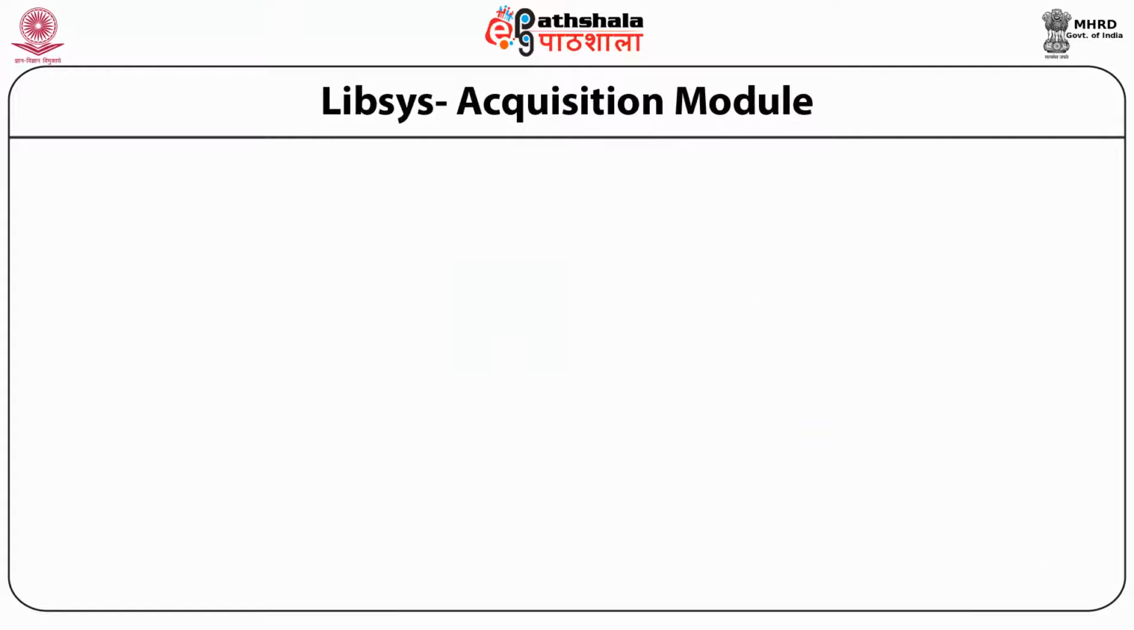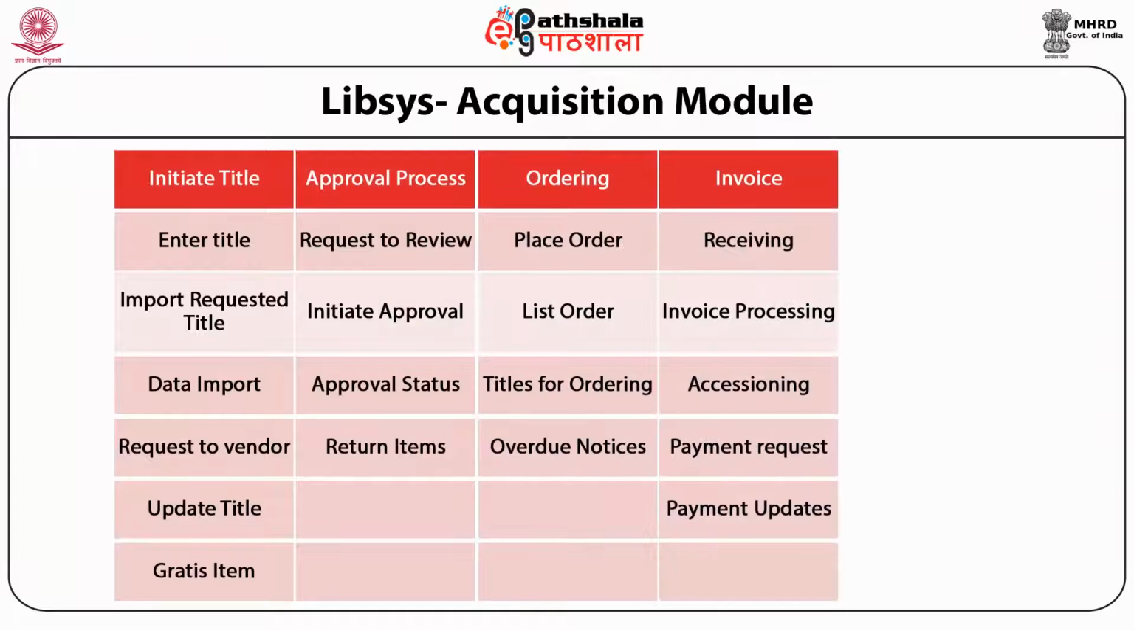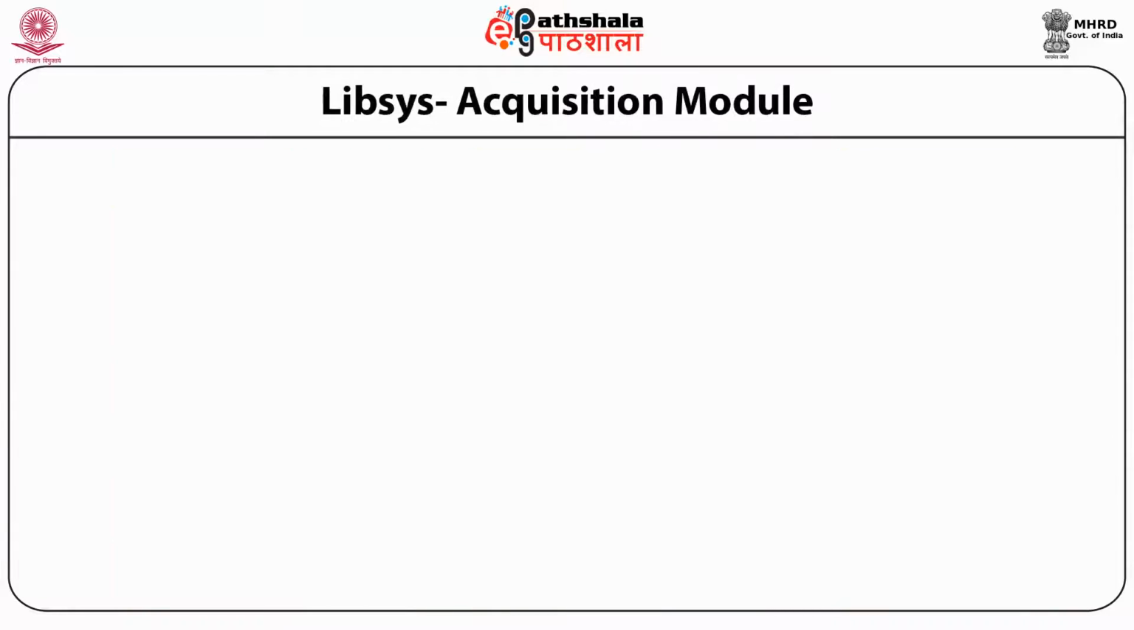The table on the screen shows the structure of the acquisition model. It has 4 processes: initiate title, approval process, ordering and invoicing. The other functions are common in all the modules with the respective functions. The screen shows the layout of the acquisition module.